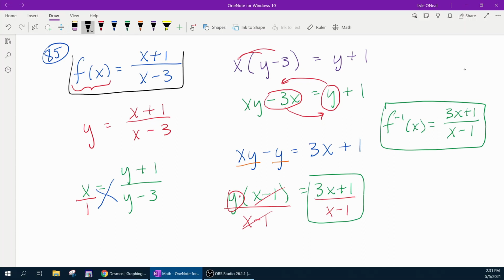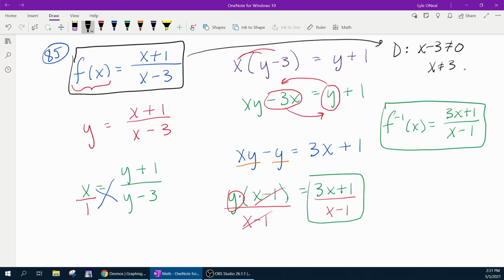Okay, so we're going to put a box around that. We're going to bring that over here. The domain of a rational function, remember that a rational function has a restriction. And the restriction is that the denominator cannot be 0. To find the domain of the original function, we're going to have to find the restriction. The denominator cannot be 0, therefore x cannot be 3, right? Because 3 minus 3 would make 0, so x cannot be 3.